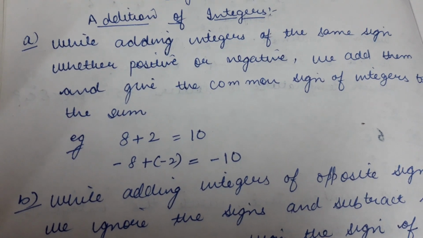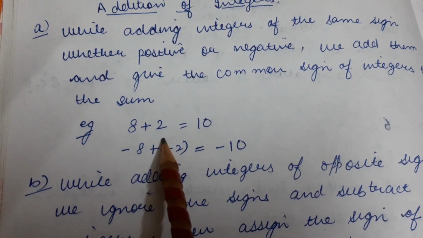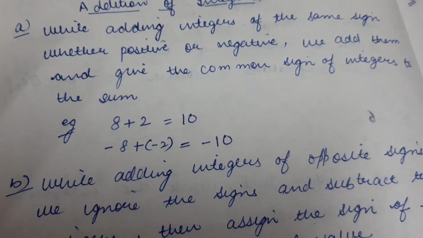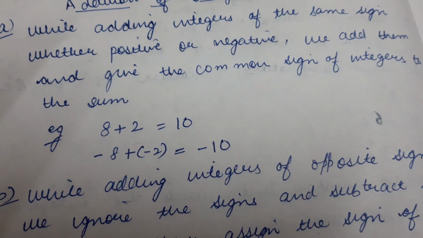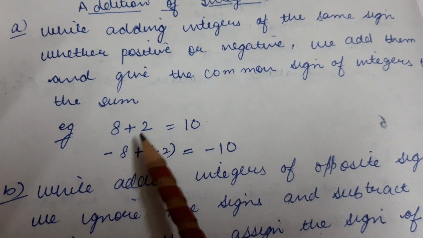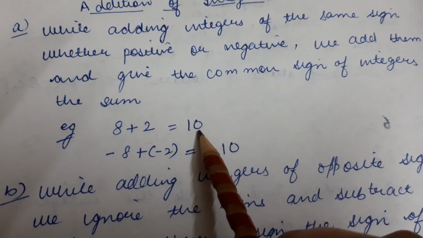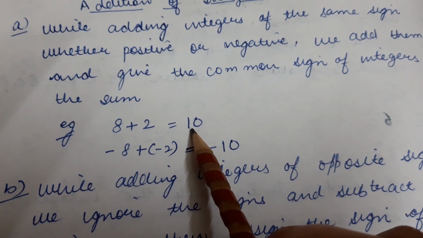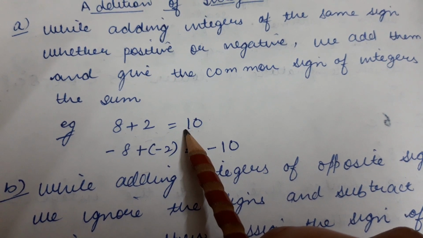First rule is while adding integers of the same sign, means if both are positive or both are negative, we add them and give them the common sign of integers to the sum. That is, we add the integers as it is and then we put the sign of the common number. For example, if I add 8 plus 2, now 8 plus 2 is 10. Both 8 and 2 are having positive signs, so answer is plus 10. I already told you we need not to put a positive sign. It is already understood that 10 is having a positive sign in front of it.